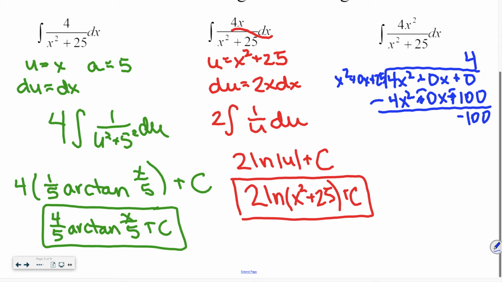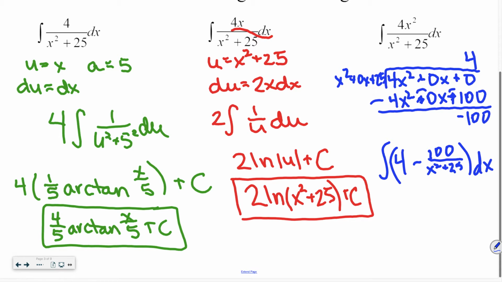Okay, let's recall how we write that when we did our division chapter in polynomials way back like 2 years ago. We do 4, and then we do 100 over x squared plus 25. All right, now that's something that we can integrate without a problem. Isn't that cool? I think it's pretty cool.